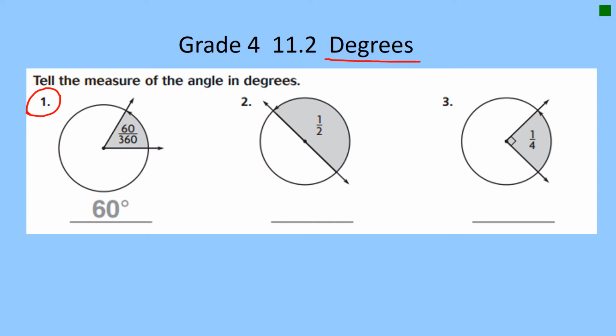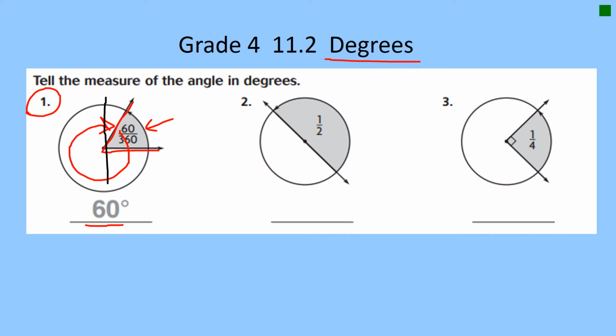It says that this angle, oh, I forgot to read the directions. Tell the measure of the angle in degrees. Okay, so this angle is 60 degrees. And do you notice that they have a fraction in there? 60 over 360. Okay? Going completely around a circle, adding all those angles, is 360 degrees.